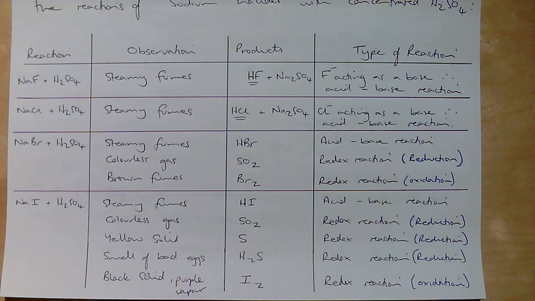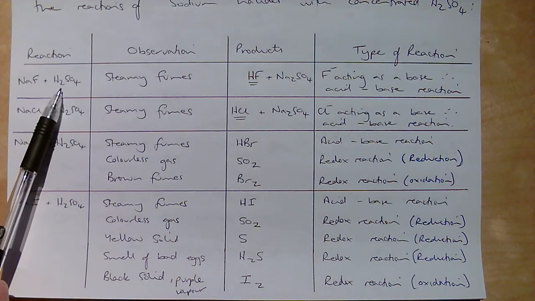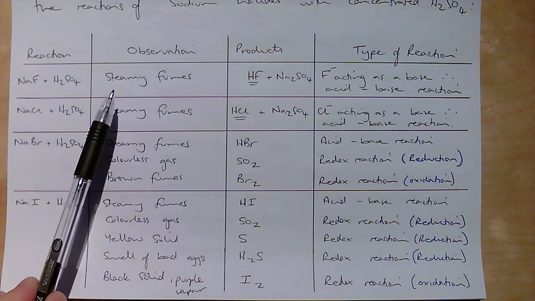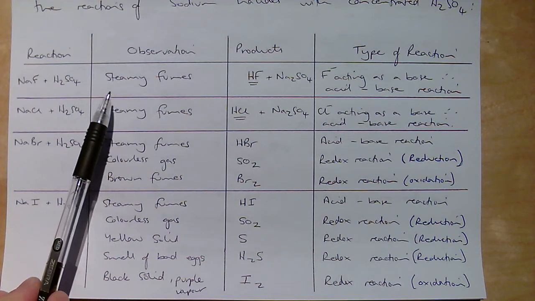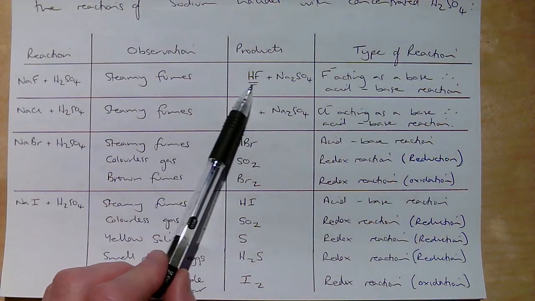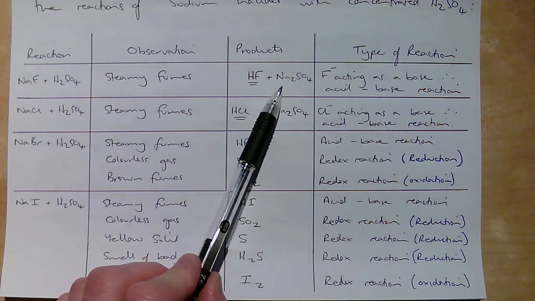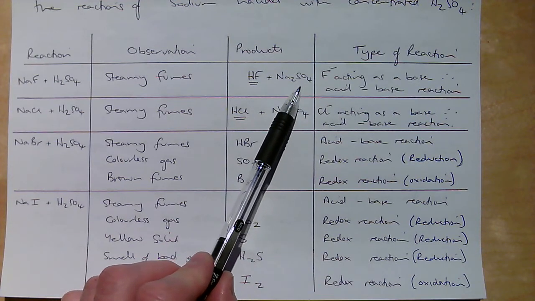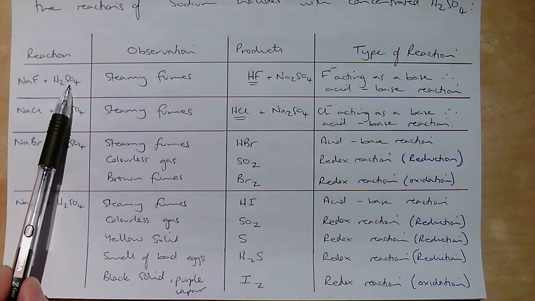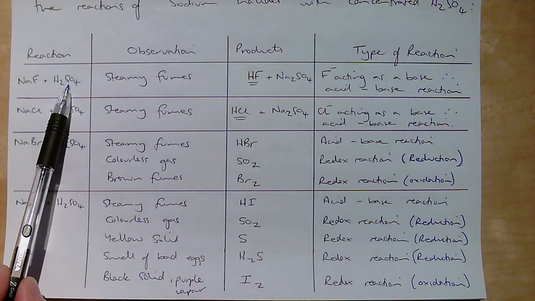Right, so the first reaction we do is the reaction between sodium fluoride and concentrated H2SO4. We didn't actually carry out the reaction, but if you did, we would observe steamy fumes of hydrogen fluoride gas, and a byproduct of the reaction would be Na2SO4, sodium sulfate.